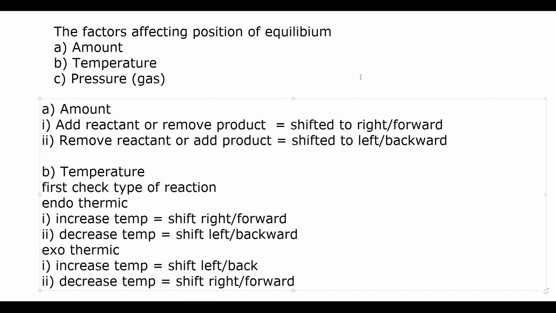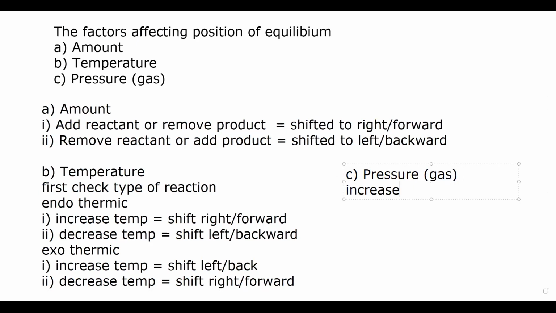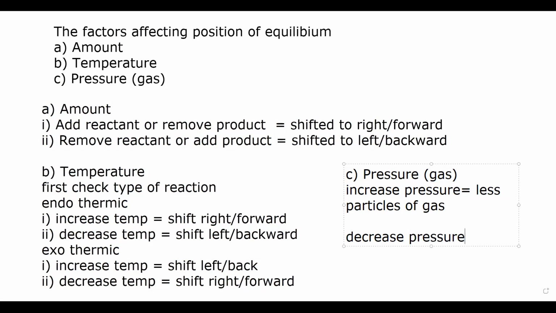The third factor which affects the position of equilibrium is known as the pressure. The pressure is only valid for gases. If we increase the pressure, equilibrium will shift towards the side where there are fewer particles of the gas. And if we decrease the pressure, it will shift towards the side where there are more particles of gas.